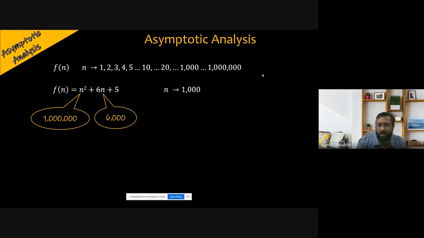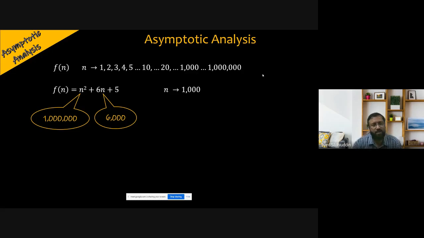Whereas 6n is 6,000 and plus 5. Now, what asymptotic analysis means is, does the plus 5 in that expression have any meaning or value when we have n square, when n is 1,000? So what it means is, for 10 lakhs, if you just add 5, it doesn't matter. The value is not going to affect that much. It's negligible. Adding 5, or the expression plus 5, is negligible.